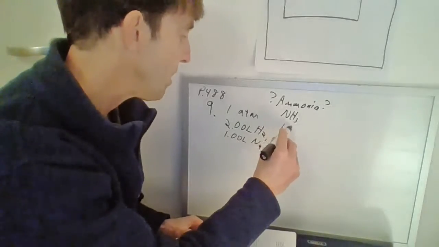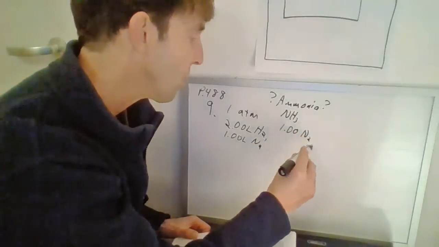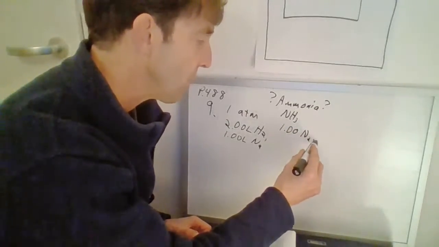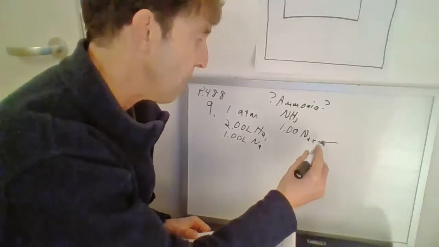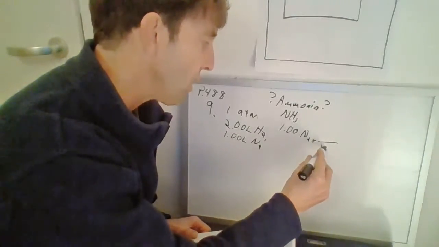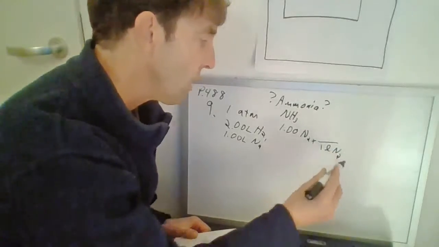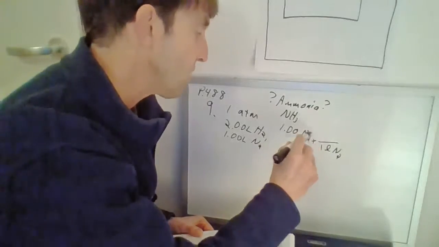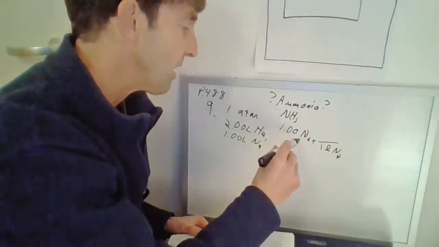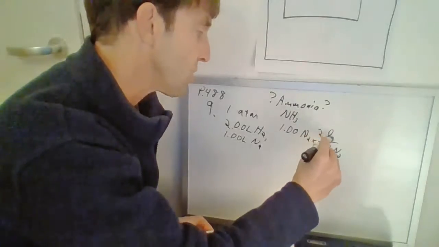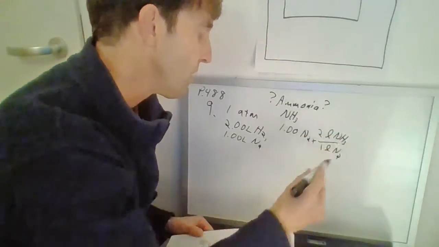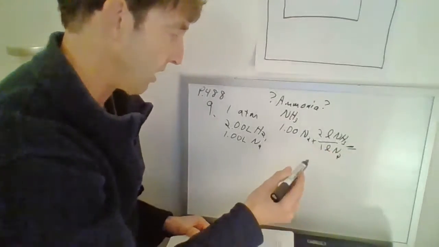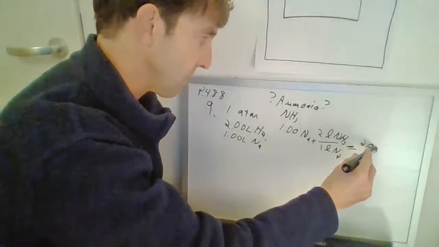So I got enough. Here we go. 1 liter of N2 could make how many liters of NH3? Right? So for every 1 liter of N2, I could make how many NH3s? Hello, Bella. I could make, well, there's 1 N and I've got 2, so I can make 2 liters of NH3. And that, I think, is about all I can make. So I can make 2 liters NH3.